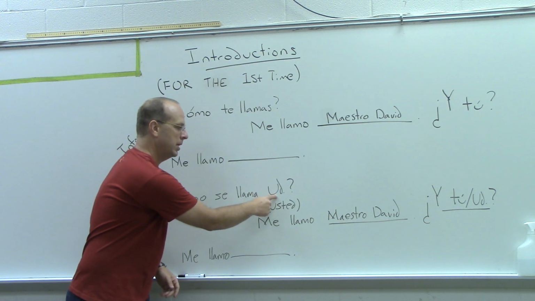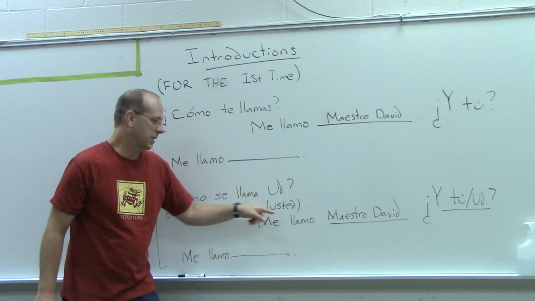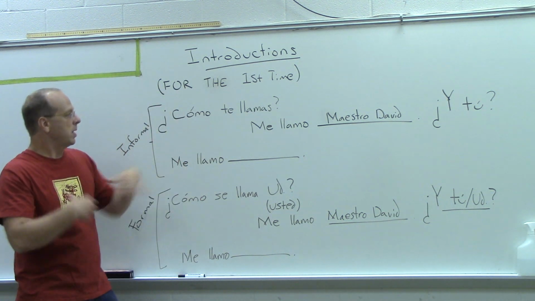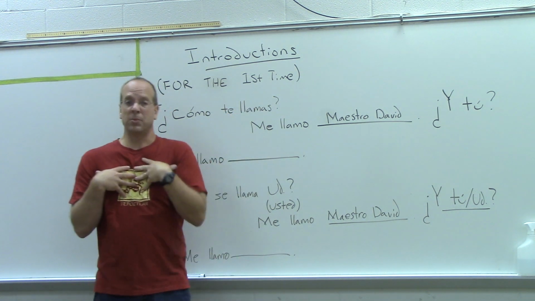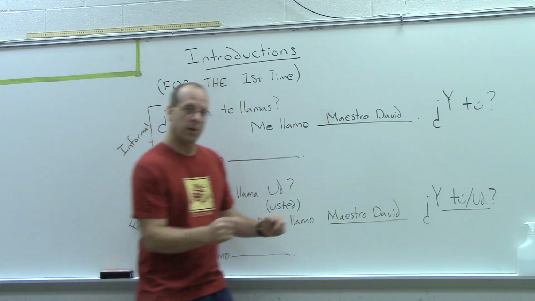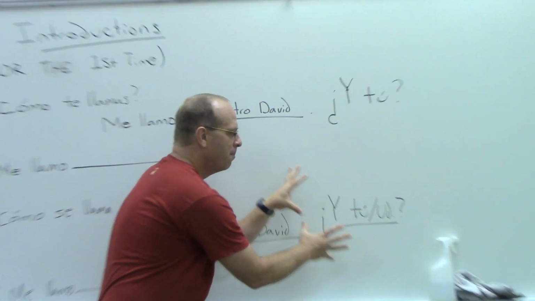You can put it in like that, abbreviate it, or you can write it out, spell it out, usted, and that would be a lowercase u. ¿Cómo se llama usted? And then I respond the same way as I responded in the informal. I say, me llamo Maestro David. But then I have a decision to make. Focus, focus, pan over to here. All right, let's focus on this beautiful question.